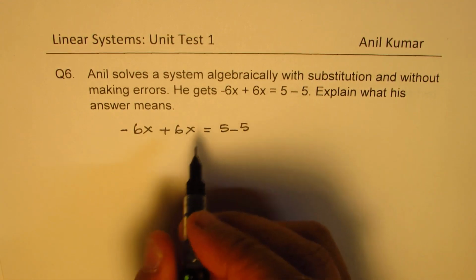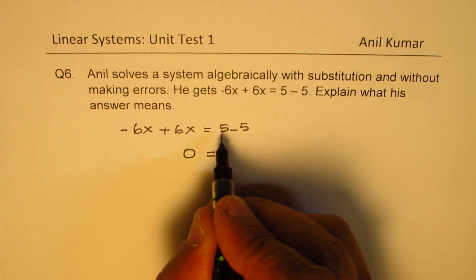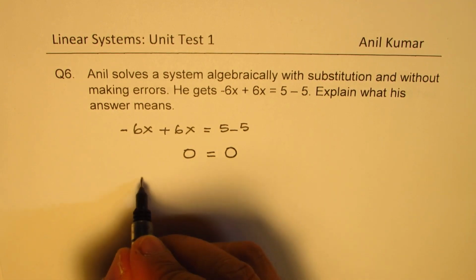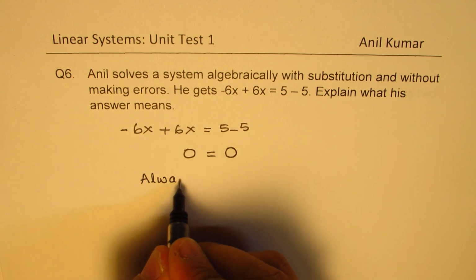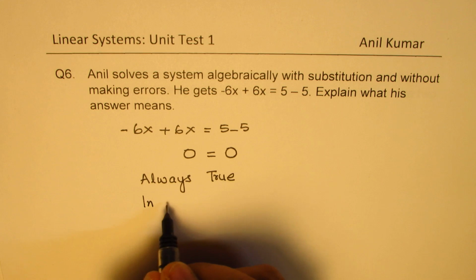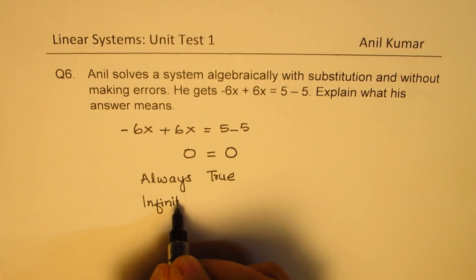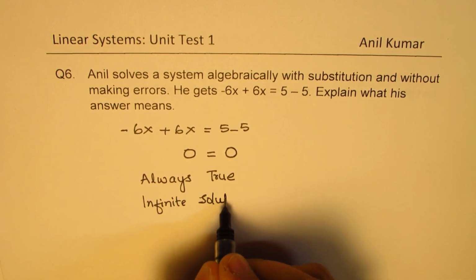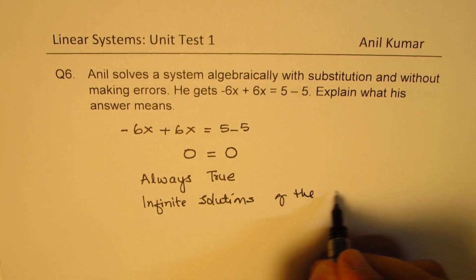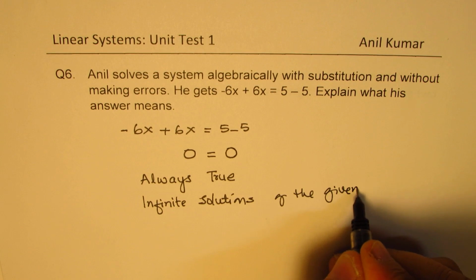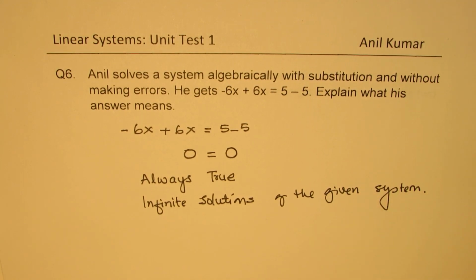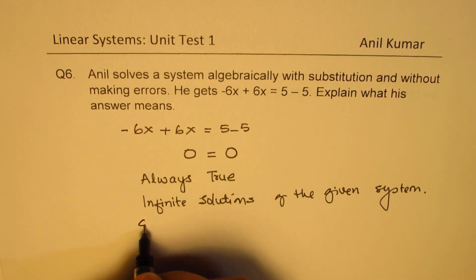Well, minus 6x plus 6x is 0 and 5 minus 5 is also 0. So 0 equals to 0 is always true, right? So that means what? That means we have infinite solutions of the linear system. Is that clear to you, right? So that means we are dealing with coincident lines, right?